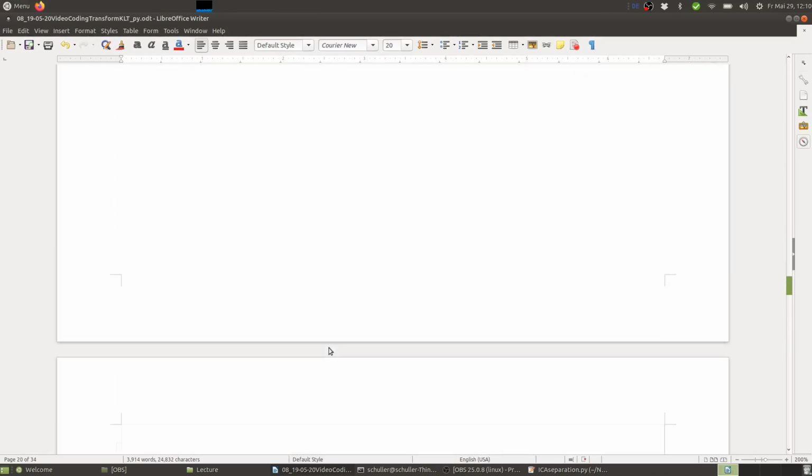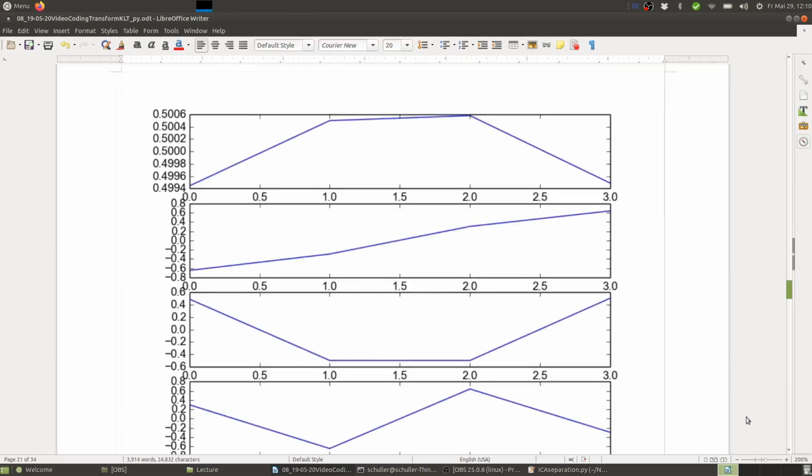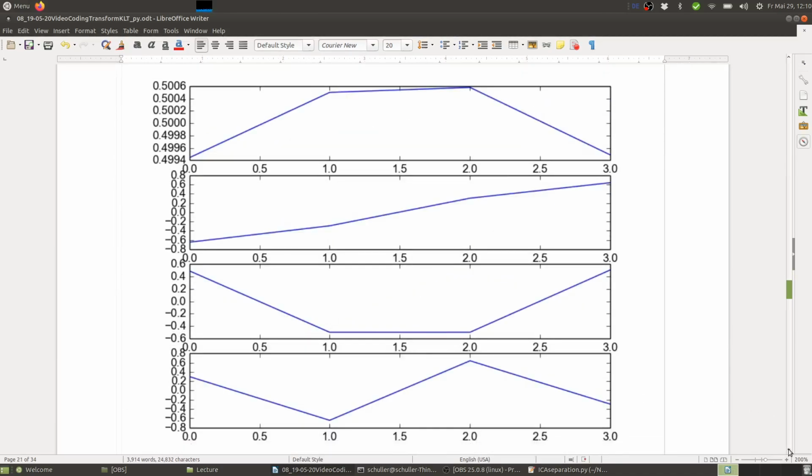So the result can be seen here. Here you can see the first column, and indeed it's very close to 0.5. There's very little change, so it's only in the last digits that it actually changes. So for practical purposes, this is pretty much exactly 0.5. So really similar to the DCT4.